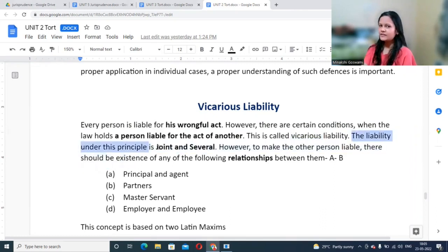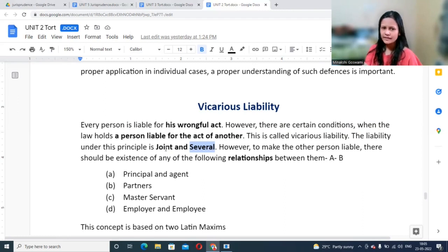The liability under this principle is joint and several. When we talk about liability, that someone can be made liable for the wrong of another person, what kind of liability is it? It is called joint and several liability. So what is the meaning of joint and several in general? Responsibility can be vested to one individual or group of individuals.